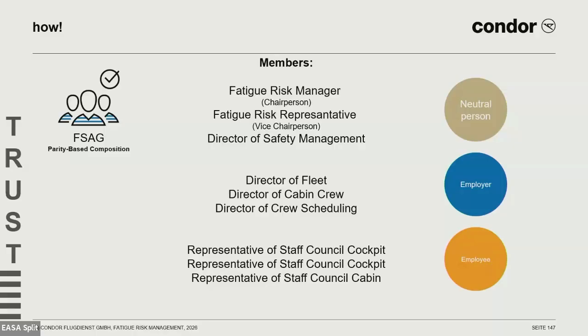Now, you might say there are two sides of that table. On one side, the employer side, and you see we have the senior management. We have persons who are able and willing to make decisions: the director of fleet, director of cabin crew, and director of crew scheduling, all together. And on the other side, because this is very important for us, we have the employees with us. Representatives of staff, at the moment two from the cockpit, one from the cabin. This is interchangeable. We don't mind, but it's important to have these with us as well. So it's a system of trust and a system of voices. Voices to be heard from everybody in this process.